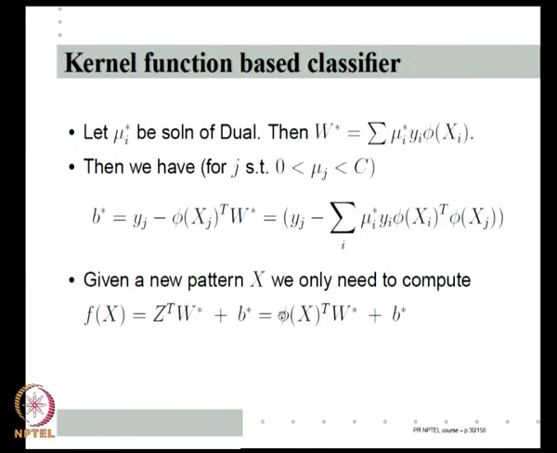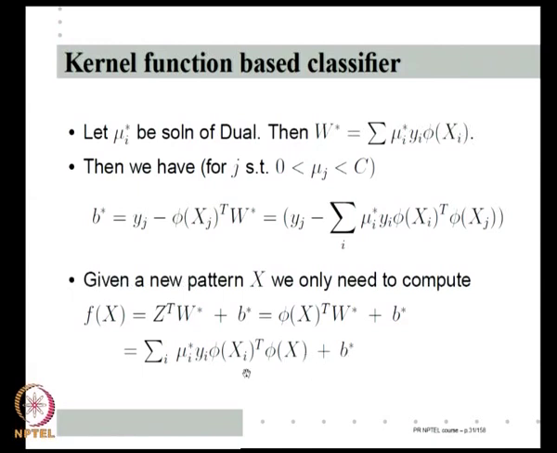Given a new pattern x, I effectively need to compute z transpose w star, that is phi x transpose w star plus B star. Given an x, I have to first transform it into the z, that is phi x, then there I use the optimal hyperplane. So, I have to calculate phi x transpose w star plus B star. Now, w star is given by this. So, that is mu i yi phi xi transpose phi x plus B star.